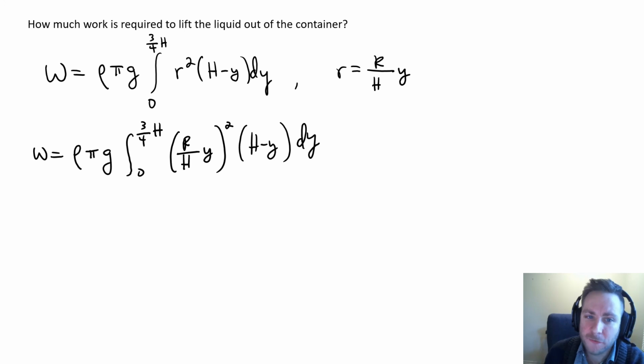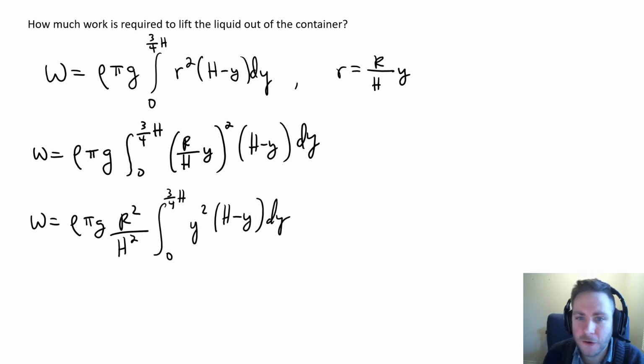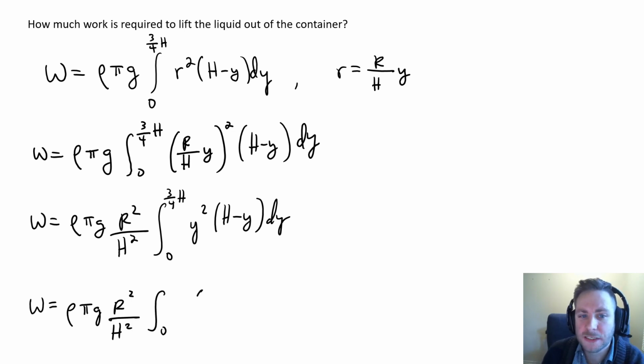So pause here and give it a try for yourself, and if you're ready to see the solution, let's continue. My first suggestion would be to pull out the constant factor of R squared over H squared. This isn't strictly necessary, but it's nice to just get these out of the way. Next, we notice that our integral contains multiplication, which is problematic for finding antiderivatives. So to avoid that, we should expand this out by multiplying y squared into the brackets.